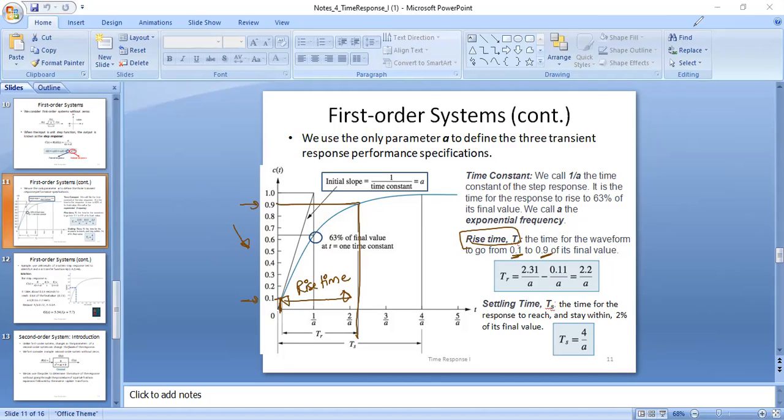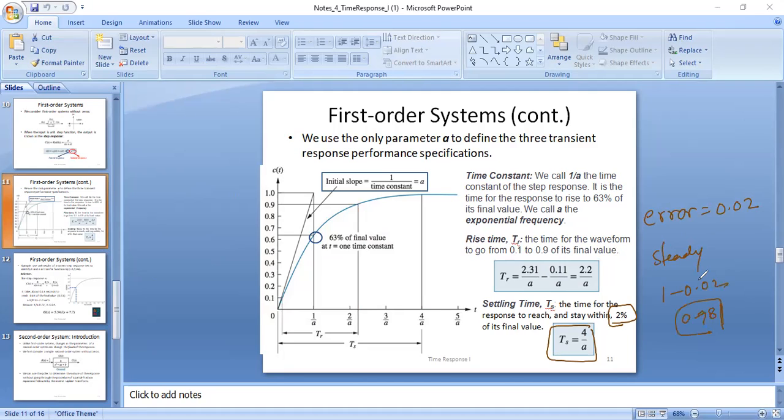And what is your settling time? Settling time is 4 by A, when the response reaches and stays within 2% of its final value. Means what is the error we are getting? 0.02. That means what steady value should it reach? 1 minus 0.02 is 0.98. Suppose this is your 0.98, drop here. So this whole portion is your TS.